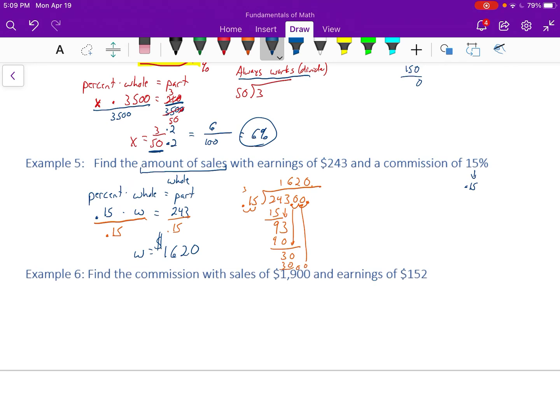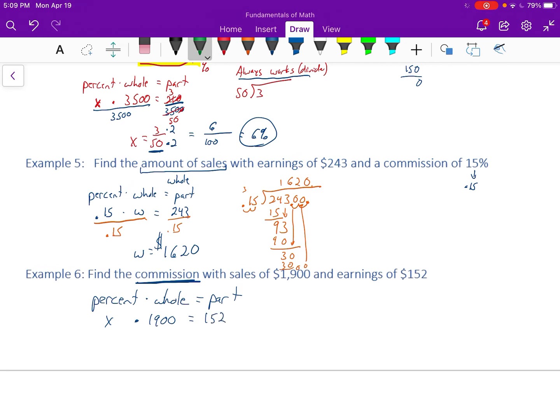And then our final one, find the commission with sales of $1,900 and earnings of $152. So percent times whole equals part. We want to find the commission, and that's the percent. So that's going to be our X. The whole is the sales, so that's 1,900, and the part is 152.